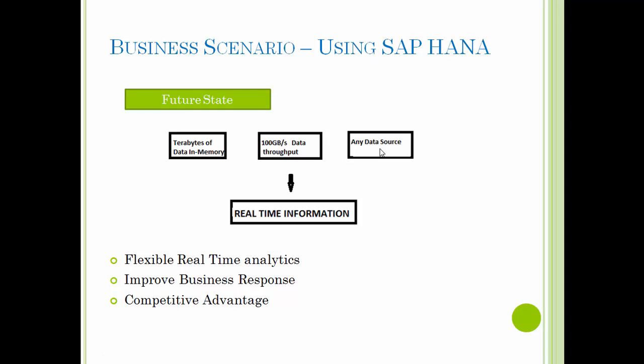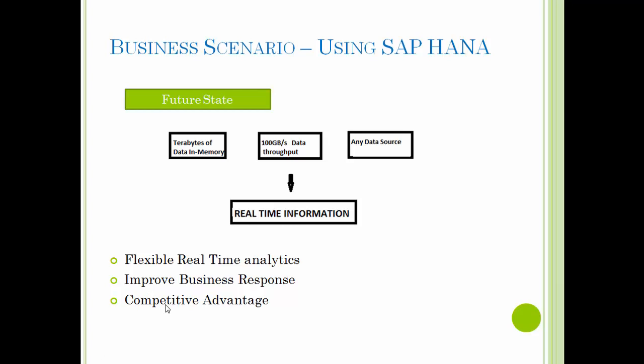So real time business information can be obtained, can be analyzed, and results can be given to the analysts who are the decision makers for the business. So basically, flexible real time analytics, improved business response, and competitive advantage as a result of using SAP HANA.